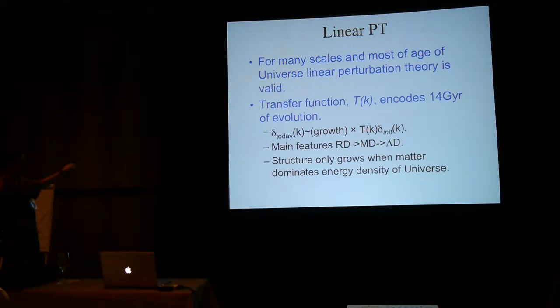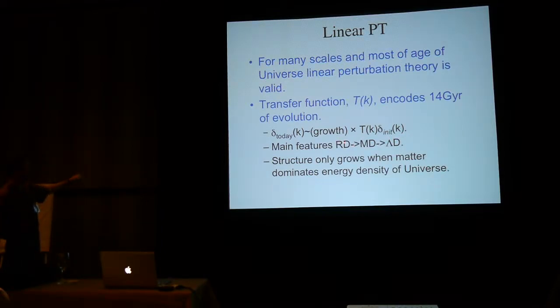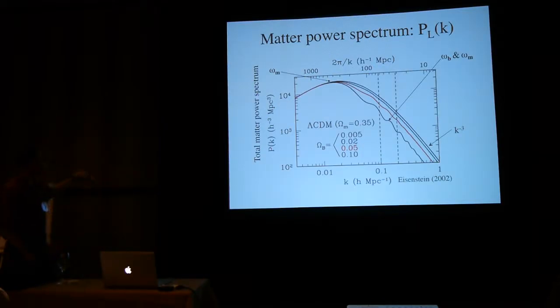and this factor is known as the transfer function, and this basically encodes the 14 billion years of evolution in the universe. It basically contains 2 features, one due to a transition from radiation domination to matter domination, and then possibly a second feature if I go to a dark energy dominated universe. The physics behind this is essentially that structure only grows when matter dominates the energy density of the universe. If I plot this power spectrum, it scales roughly like k to the first power out here. It rolls over and goes roughly like k to the minus 3 over there.